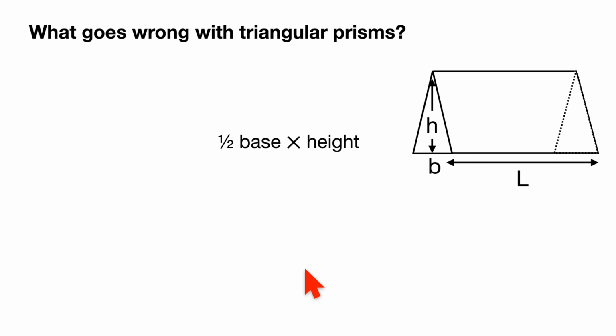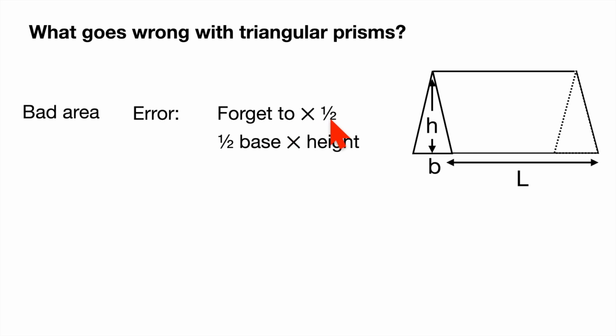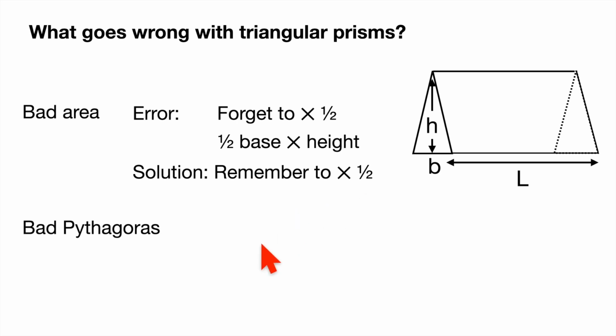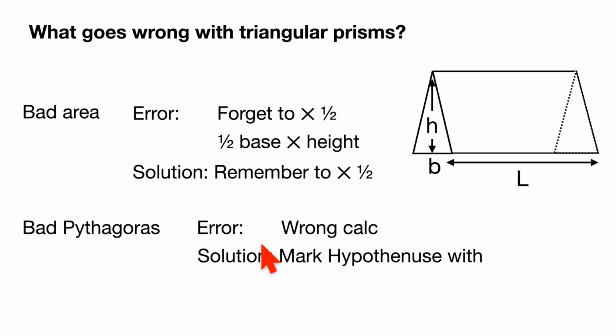What goes wrong with triangular prisms? Well, we know the formula here. Sometimes people calculate in error. They forget the half. It's one of those strange things that you give someone a triangle and they will calculate the area very easily. You add it to a prism, and that extra bit of work makes them go a little bit hazy and they forget this half. So don't forget your half. The solution, remember to multiply by half. No secret there. And bad Pythagoras as well. Again, simply because it's a prism, adds a little bit of complexity. So mark the hypotenuse with H. Be very careful when you use Pythagoras.